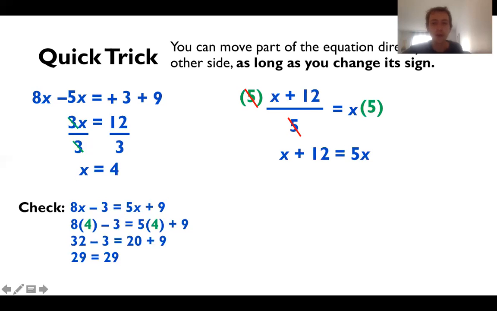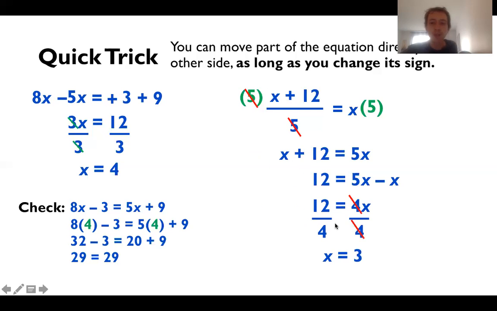Same thing as before. I want to get all the x's over to one side. So I'm not going to animate it like I did before. I'm just going to say, let's get this x over to here. If I move the x over to here, remember I've got to change its sign. It's going to be 5x minus x once it comes over here. So 5x minus x is 4x. That is what is equal to 12. If I divide both sides by 4, I get my answer of x equals 3.